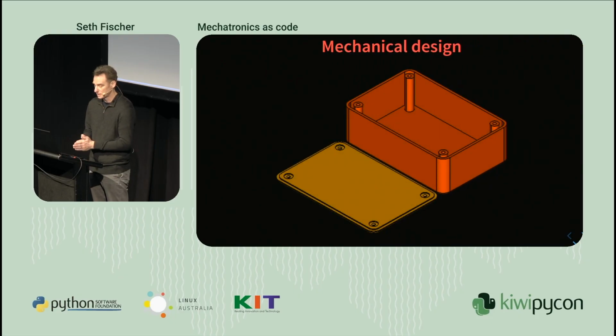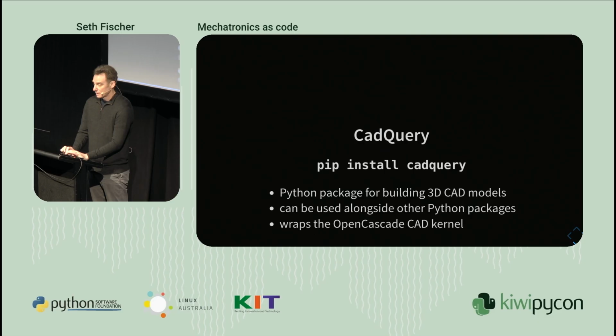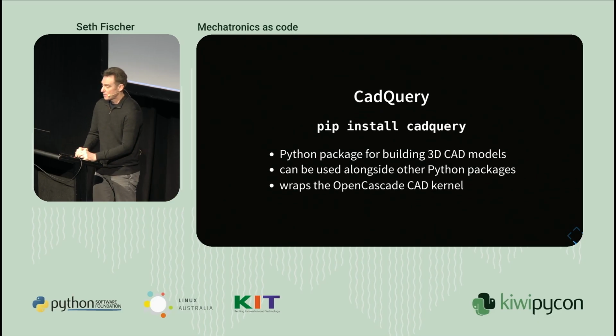Okay, mechanical design. This section is mostly going to be about CadQuery, which is a Python package for building parametric 3D CAD models. Because it is Python, it can be used in applications alongside other Python packages, meaning our designs can be backed by the entire Python ecosystem. Now, CadQuery is built on top of the Open Cascade CAD kernel, which is written in C++. And that CAD kernel is used in a lot of CAD applications, including FreeCAD.